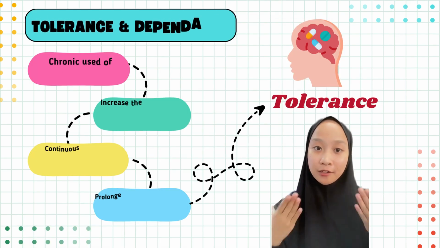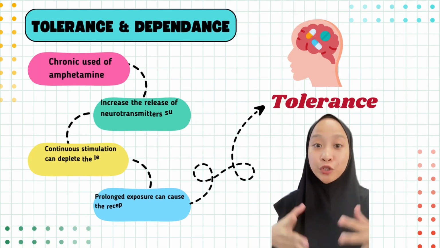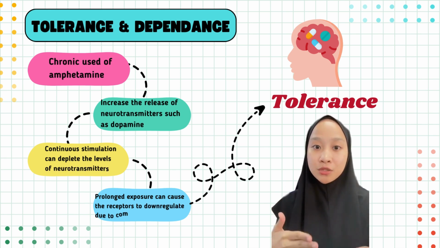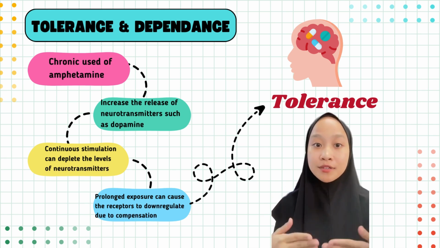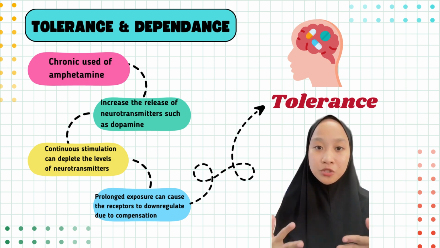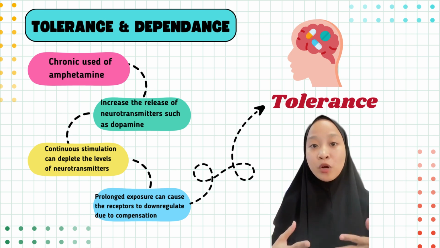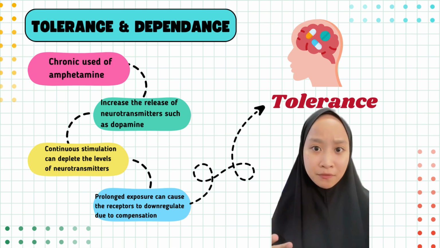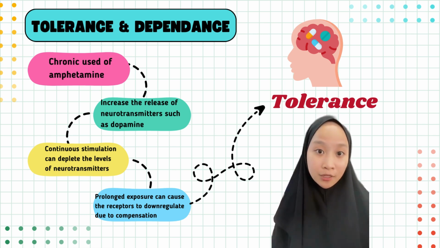Next, I'm going to talk about tolerance and dependence. Chronic use of amphetamines leads to increased release of dopamine, resulting in continuous stimulation of the brain. Over time, this prolonged exposure depletes the neurotransmitter levels and causes the brain to downregulate the dopamine receptor as a form of compensation. This means more amphetamine is needed to achieve the same effect, a phenomenon known as tolerance.